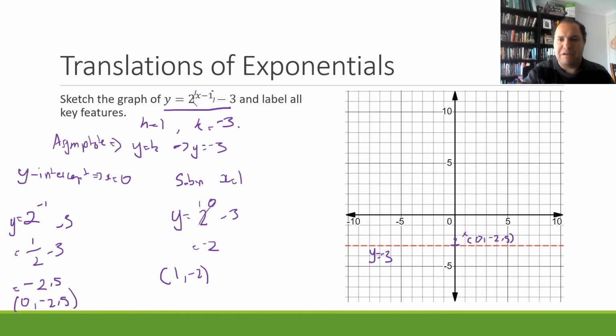And then we can just draw our graph that goes between those points and label 1, -2 as our last point here. And there's a sketch of our exponential.